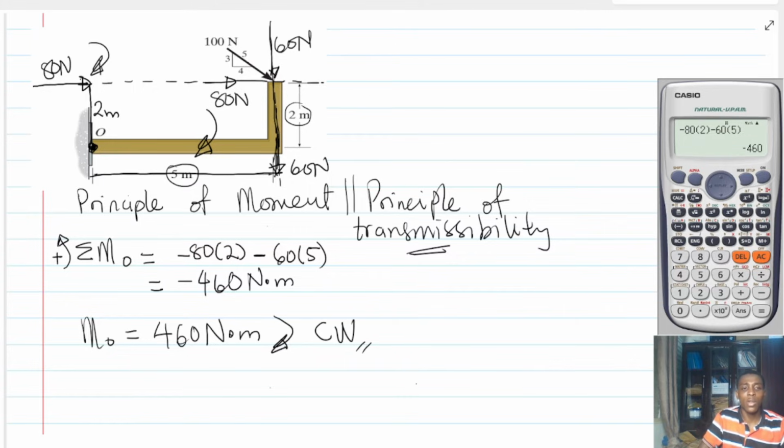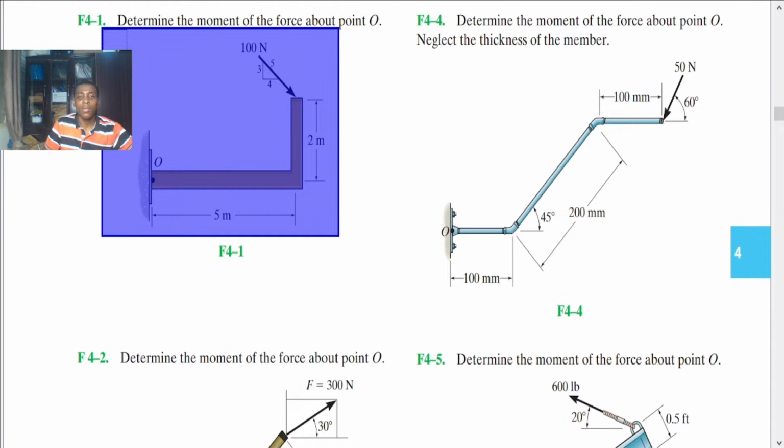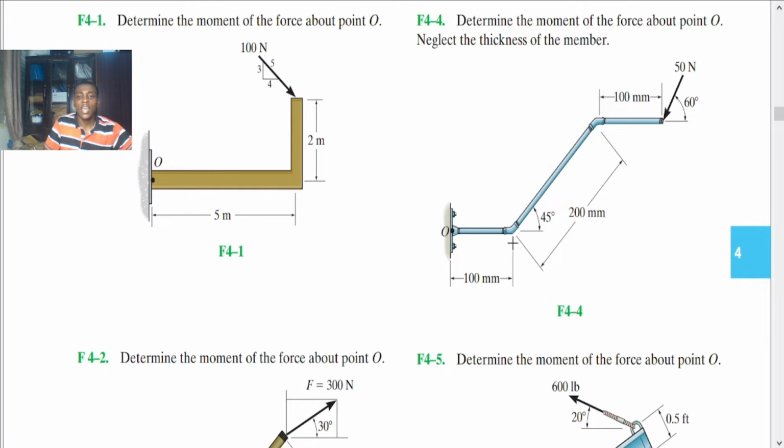So this is the second problem. Let's look at it in this way. This is our second problem, and we are to find the moment about O. All right, so let's solve this problem together.